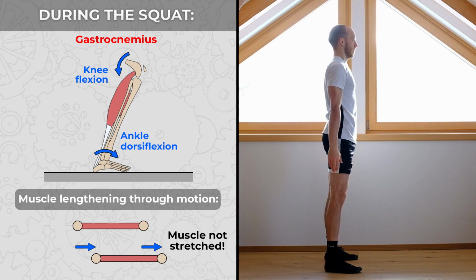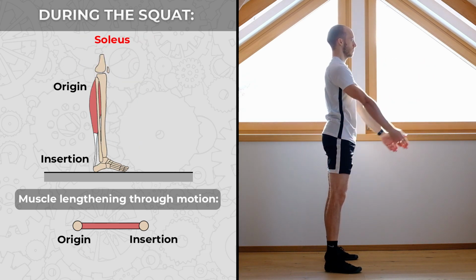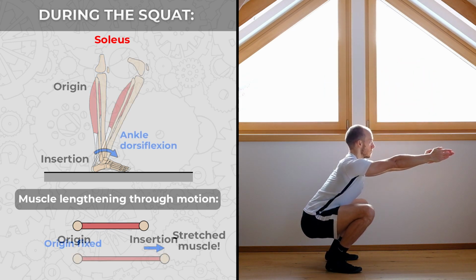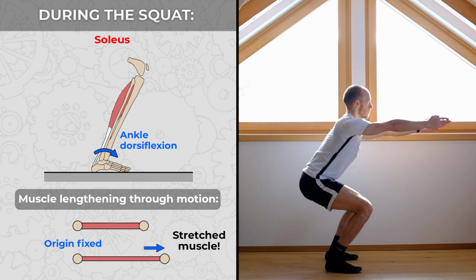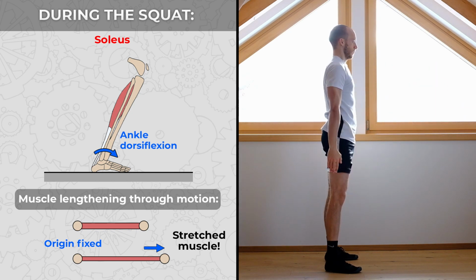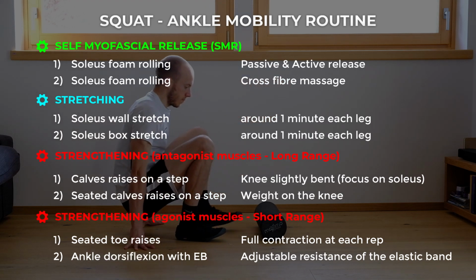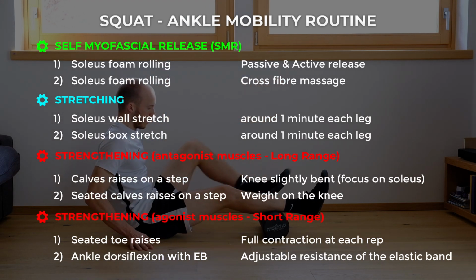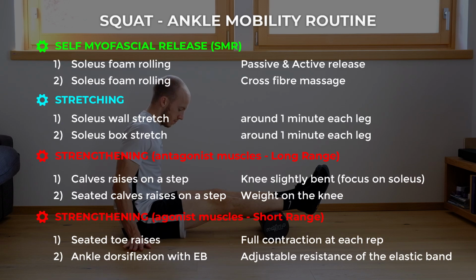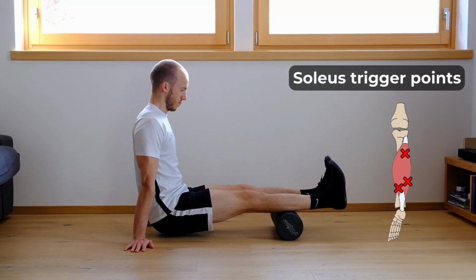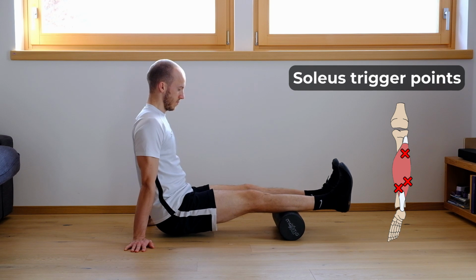On the other hand, the lengthening of the soleus is governed only by the ankle motion. Therefore, a stiff soleus may restrict active ankle dorsiflexion. In the graphic, I've reported a combination of foam rolling, stretching and strengthening exercises to improve the ankle mobility for the squat. For the self-myofascial release part, there can be three different options.